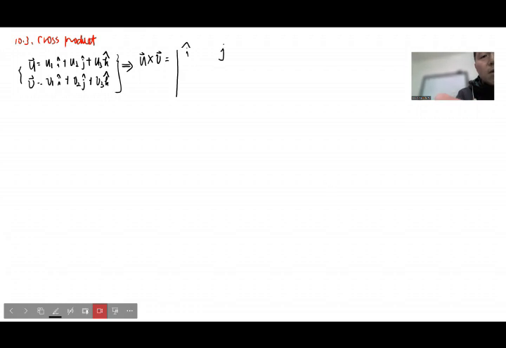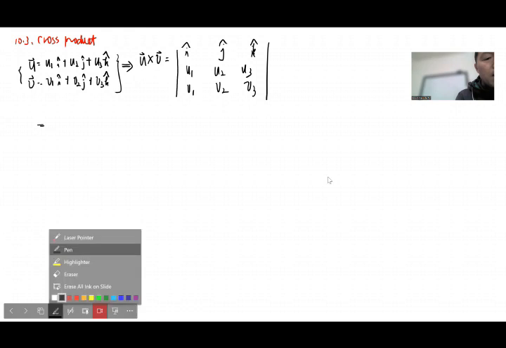The first row of this matrix consists of the unit vectors i, j, k, and the second row has the xyz components of the u vector, and the third row is of the second vector, v1, v2, v3. I think you're already familiar with how to do this 3x3 matrix operation, but let me remind you how to do it. The first step, let me change the color of the pen.